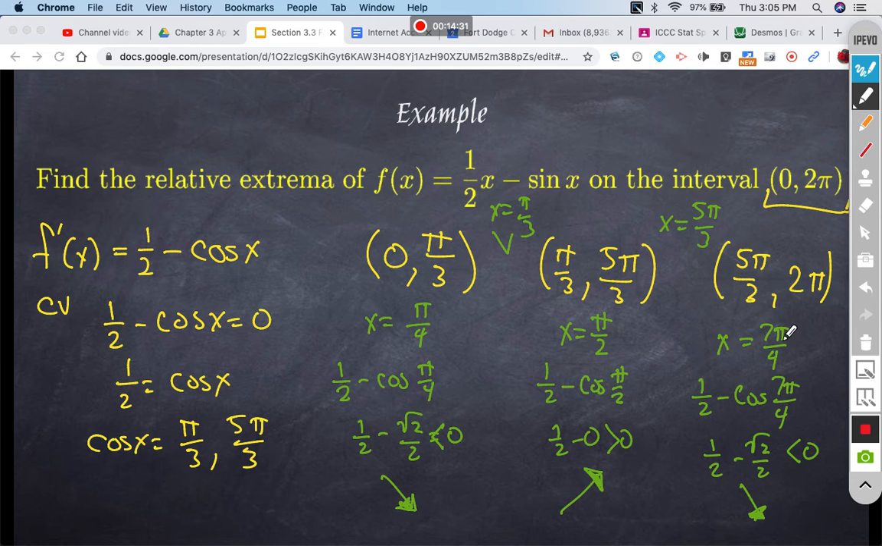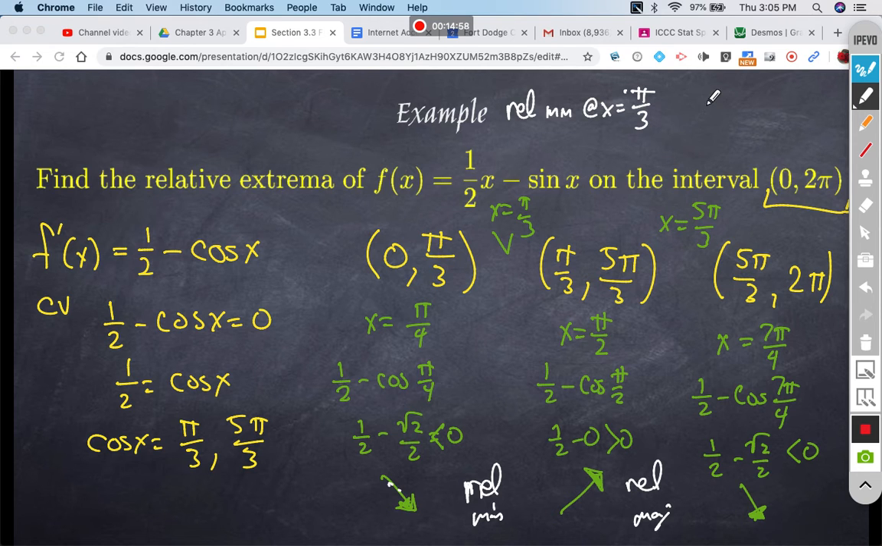So we look at this. Here we're switching from negative going down to going up. So this is a relative minimum. This one we're switching from up to down. This is a relative max. So the relative extrema, we're going to say we have a relative minimum at x equals pi over 3.